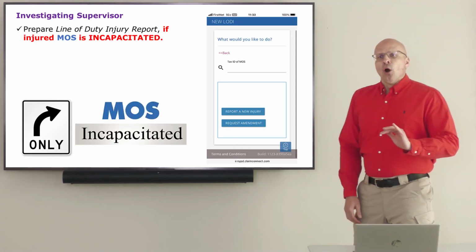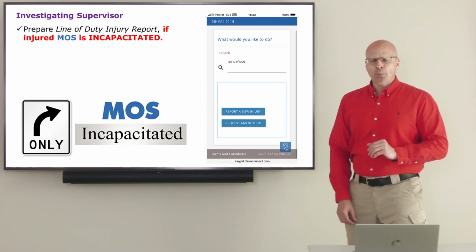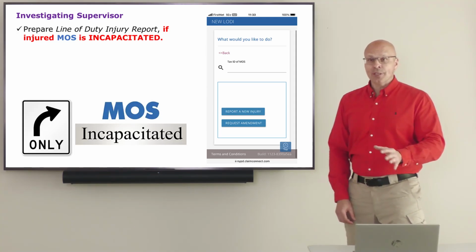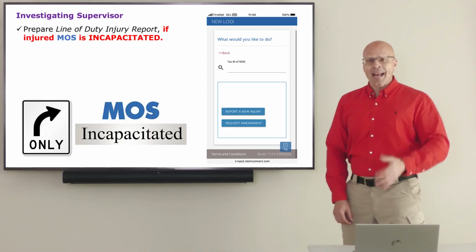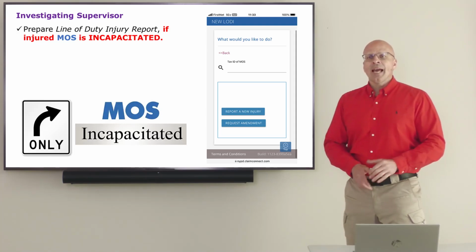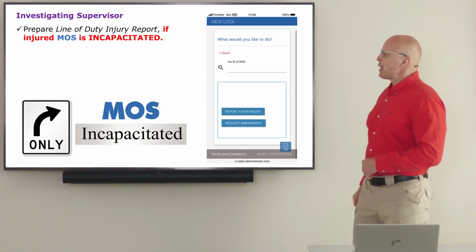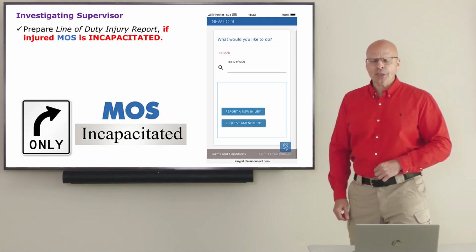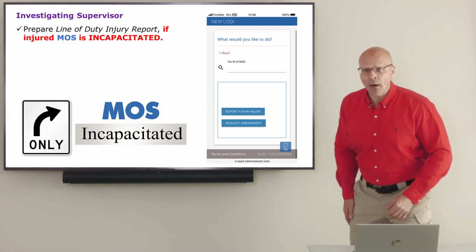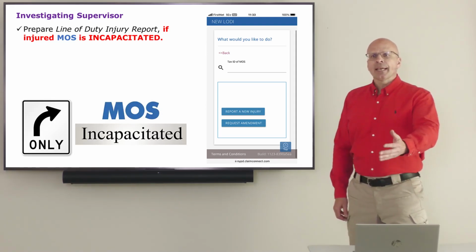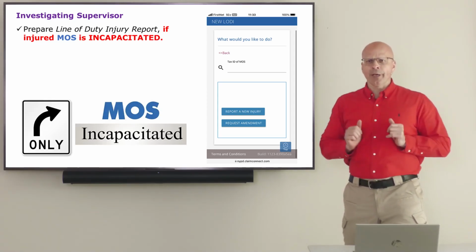And now, who prepares the line of duty injury report? Now, before I go over this point, understand the rule first, because we didn't go over the rule. The rule is the uniformed member of service who is injured prepares the report for himself. That's the general rule. And now we have to go over the exception. The investigating supervisor prepares the line of duty injury report if the injured member of service is incapacitated. So the rule is, hey, officer, you're hurt, prepare it for yourself. But you're incapacitated, me, the investigating supervisor, I'll do it for you because you're incapacitated.